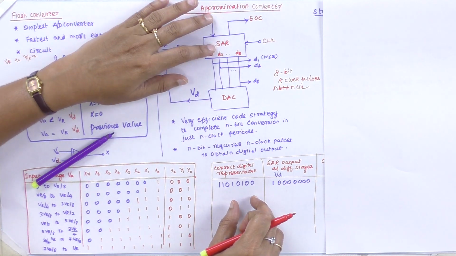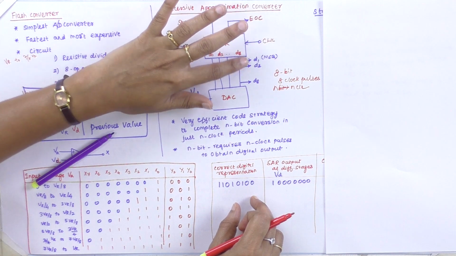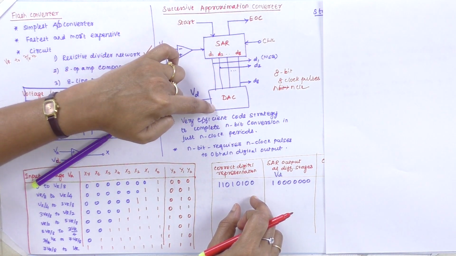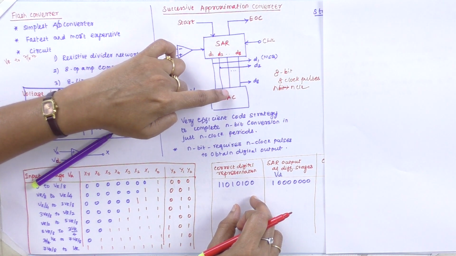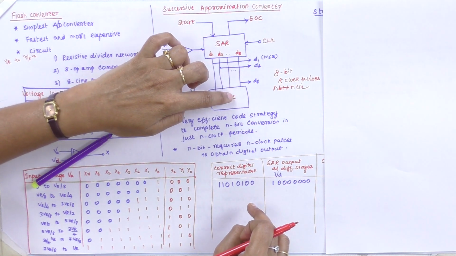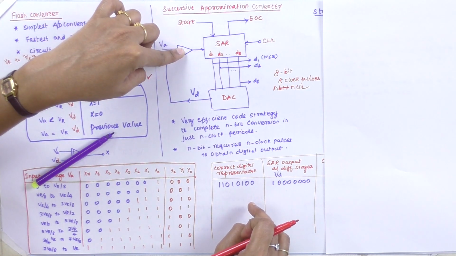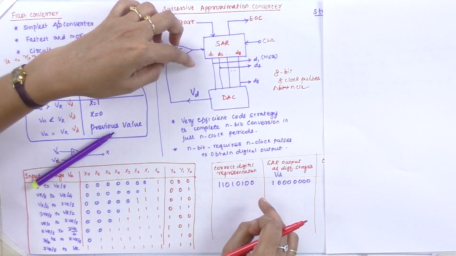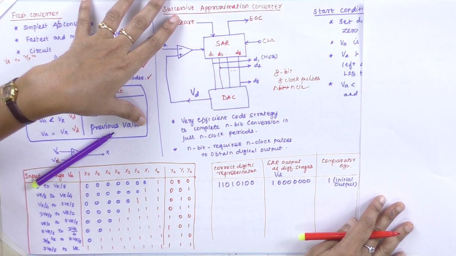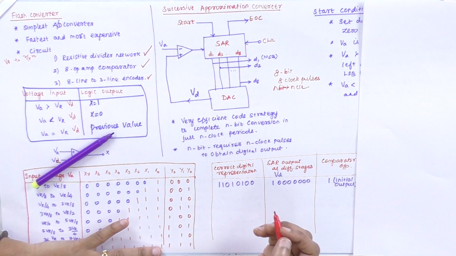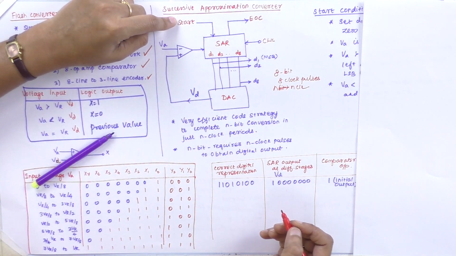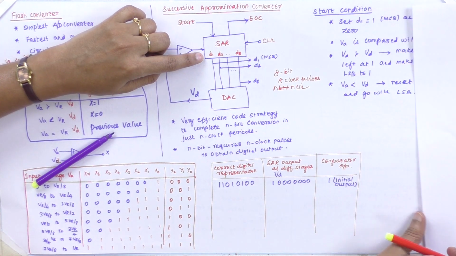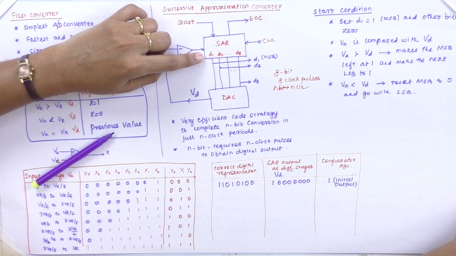Then we pass this to the SAR register. It produces a digital output. That digital output is passed to the digital to analog converter. The output produced by that digital to analog converter is again sent to the comparator circuit. VA is compared with VD. Then we have the comparator output. Okay, so initially we are going to start the conditions, and we are going to make the D1 terminal the most significant bit.